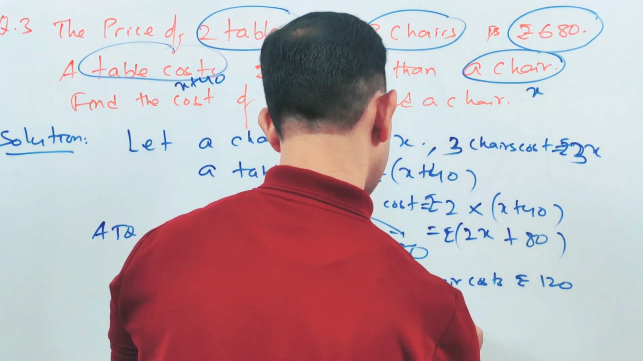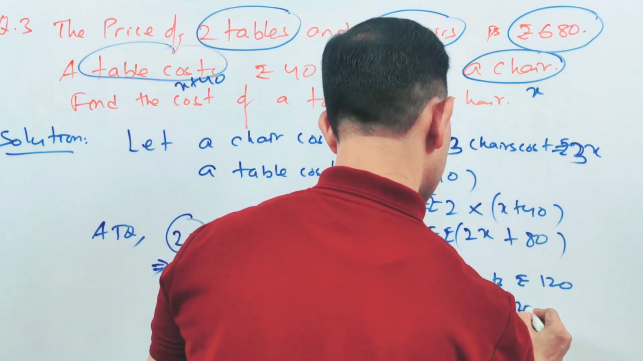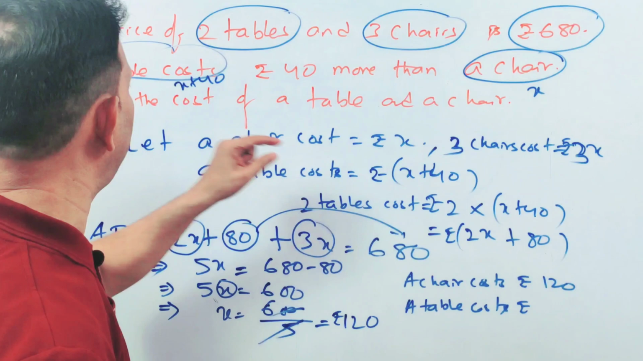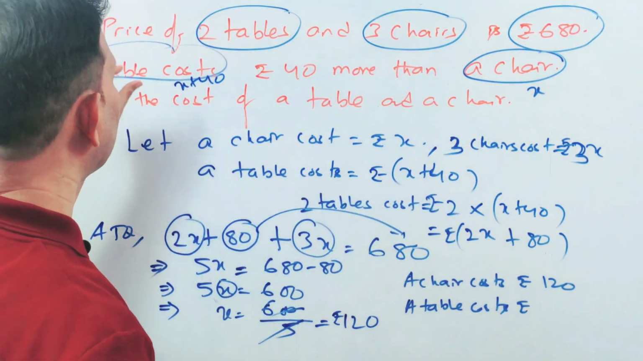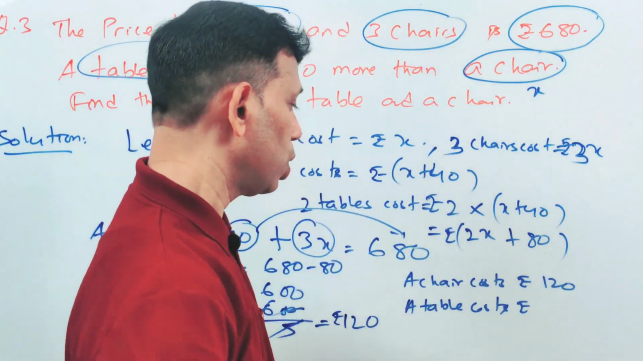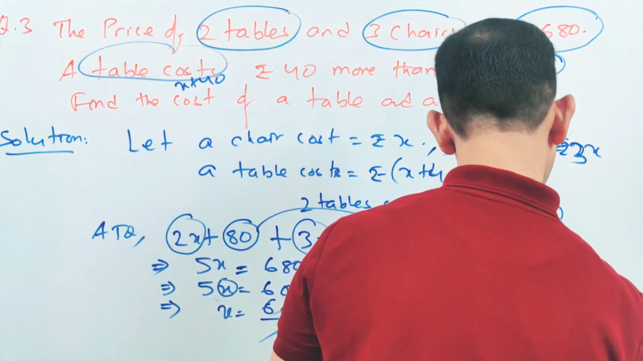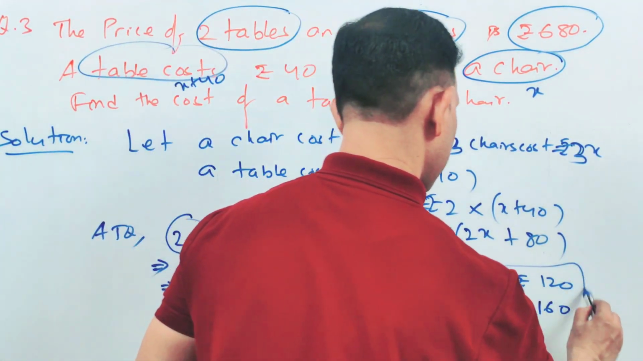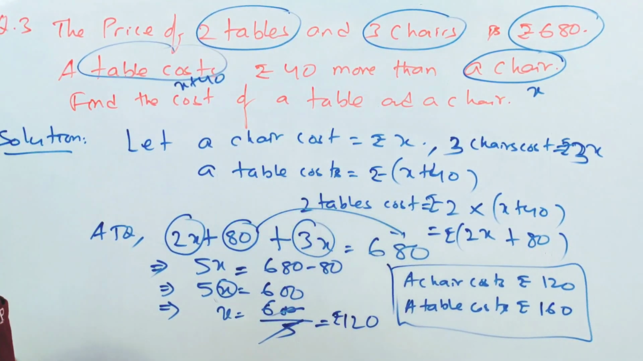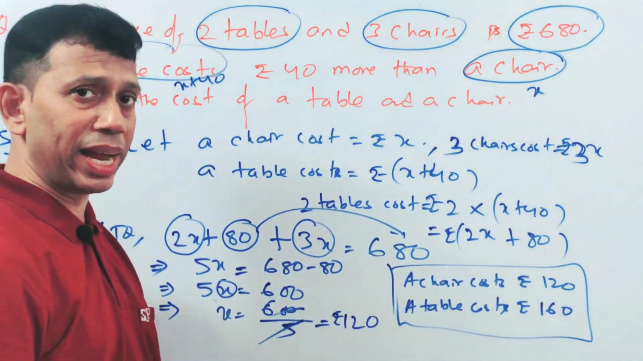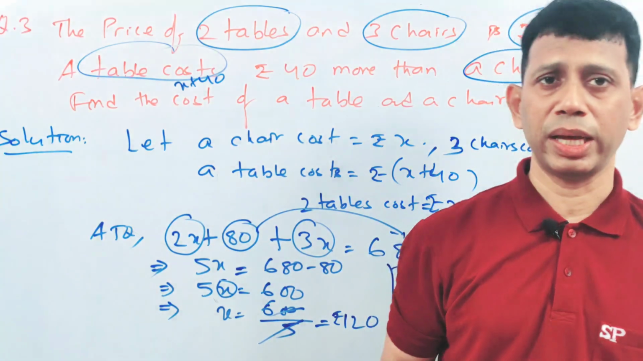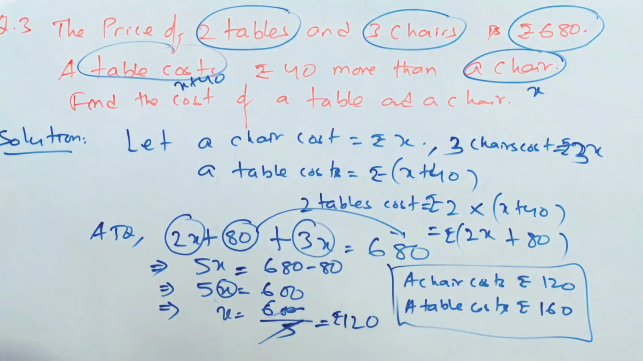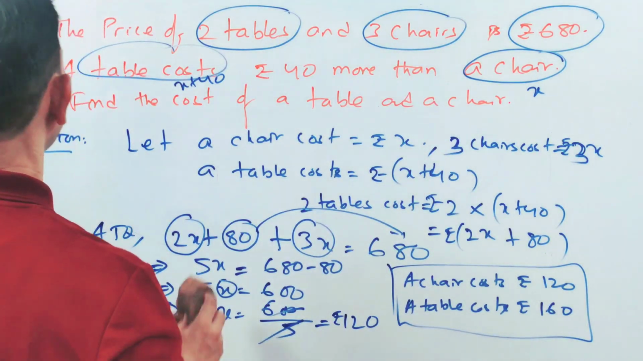So a table costs how much? How do you know that? You see, a table costs rupees x plus 40, or you see this statement, a table costs 40 more than the chair. So 120 plus 40, that is 160. Got the answer like this? So easy, right? Once you form the expression into the algebraic equation, then your solution is at your fingertips. So now another question we will solve, a different kind.